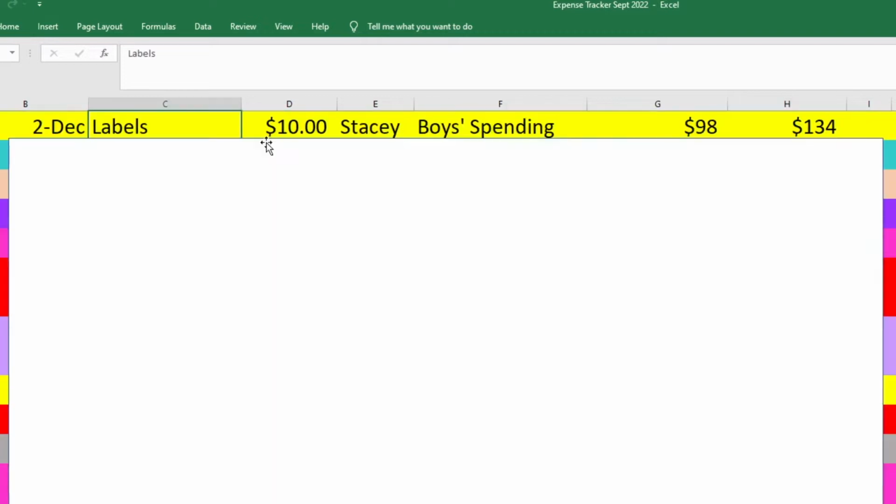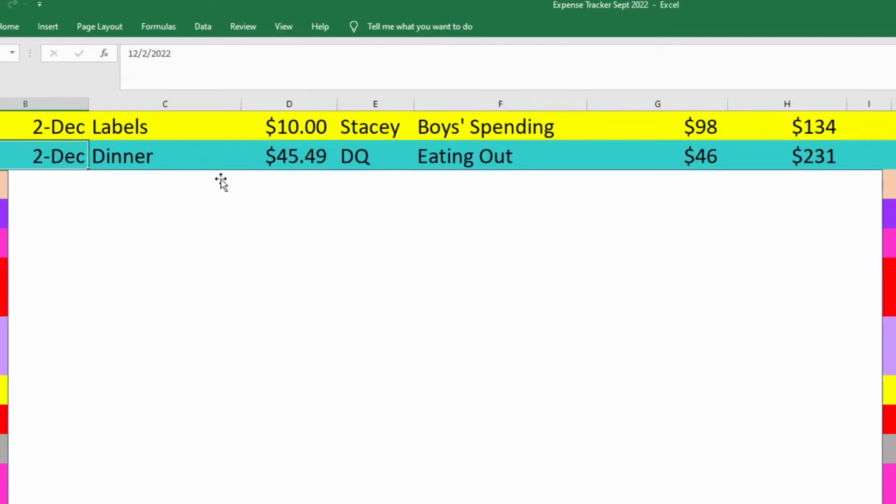Also on the second, I sent Stacy from Coffee and Budget some money to make some labels for my son's savings binders. I don't do cash budgeting, but I pay my boys in cash for their chores, and I'm trying to teach them how to budget a little bit and to save their money. They don't have bills to budget for, but I want them to learn how to save and decide what they really want before they buy something. That was $10 for those labels, and that came out of my boys' spending. So I spent a total of $98, and I have $134 left in their spending fund.